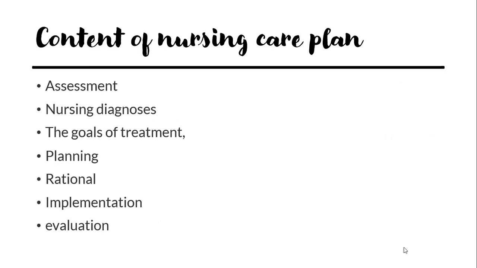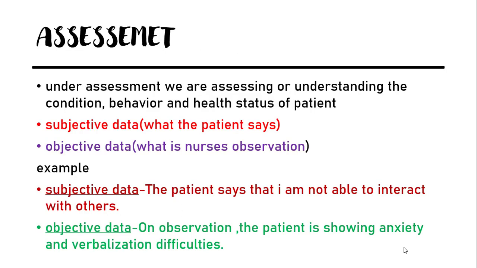A nursing care plan, or nursing process, includes some specific steps such as assessment, nursing diagnosis, the goal of treatment, planning, rationale, implementation and evaluation. These are all the steps we have to follow while writing a nursing care plan. First we will see what assessment is.